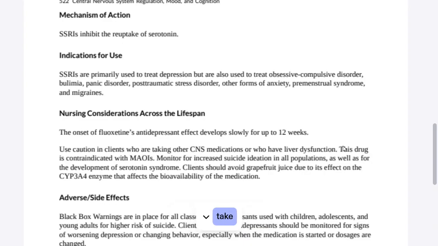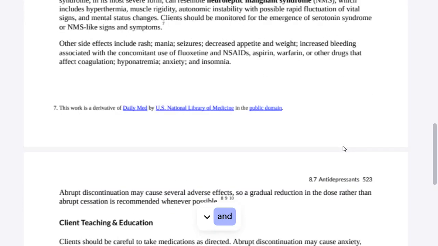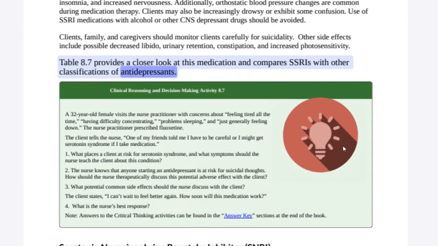Client teaching and education. Clients should be careful to take medications as directed. Abrupt discontinuation may cause anxiety, insomnia, and increased nervousness. Additionally, orthostatic blood pressure changes are common during medication therapy. Clients may also be increasingly drowsy or exhibit some confusion. Use of SSRI medications with alcohol or other CNS depressant drugs should be avoided. Clients, family, and caregivers should monitor clients carefully for suicidality. Other side effects include possible decreased libido, urinary retention, constipation, and increased photosensitivity. Table 8.7 provides a closer look at this medication and compares SSRIs with other classifications of antidepressants.